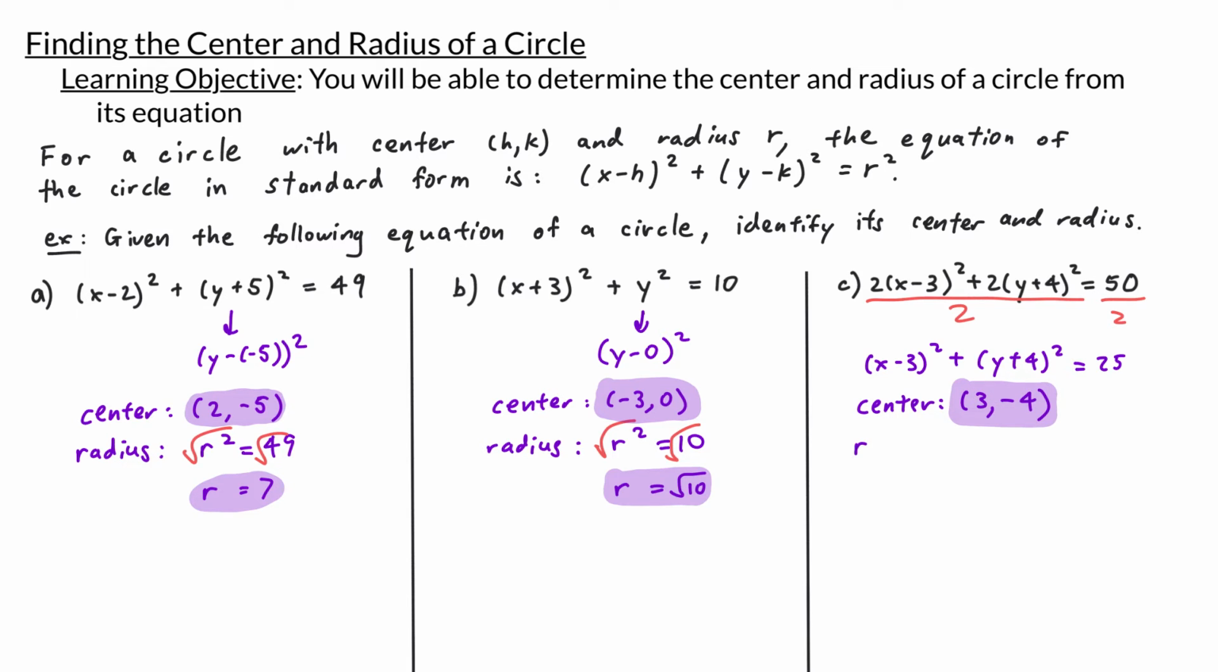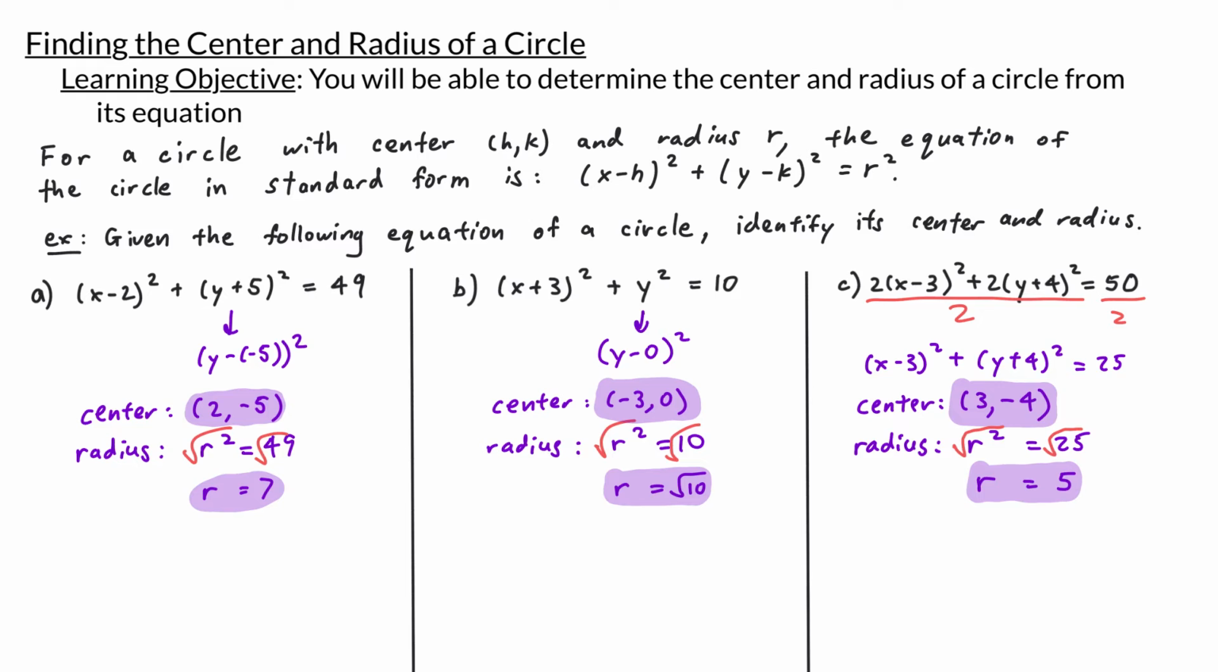To determine the radius of the circle, we just have to remember that the radius squared is the right-hand side of our equation. So we have r squared equals 25. And so if we want to find the radius, take the square root of both sides and take the positive square root. We have r equals positive 5. So the radius for our circle is positive 5.